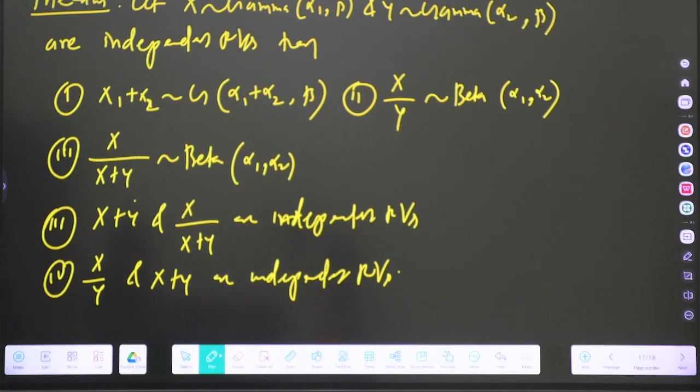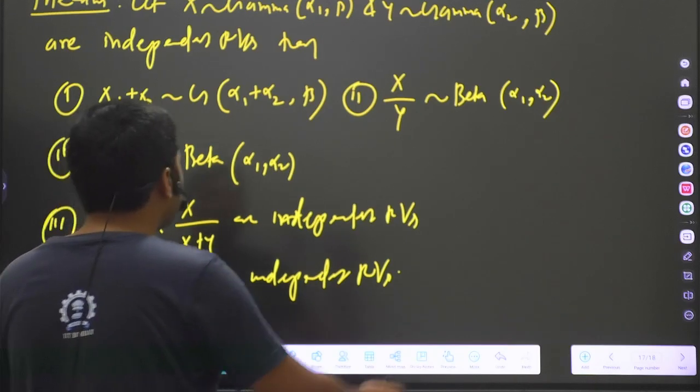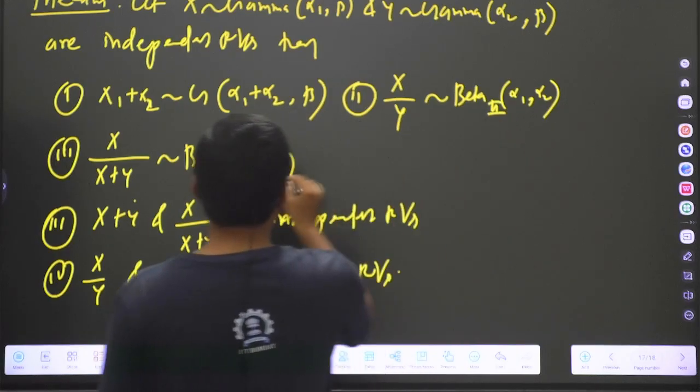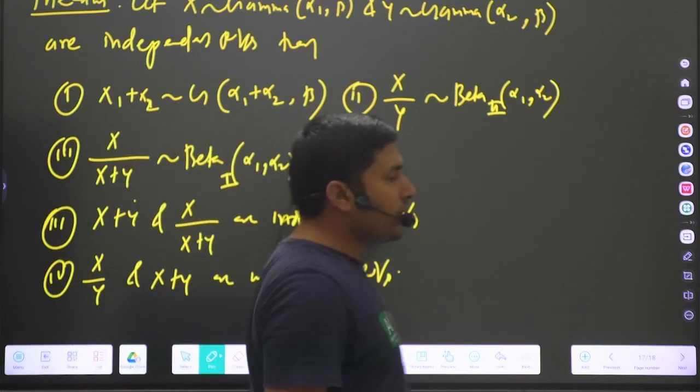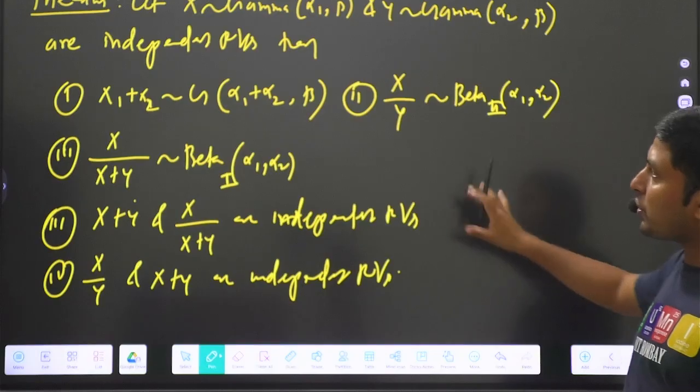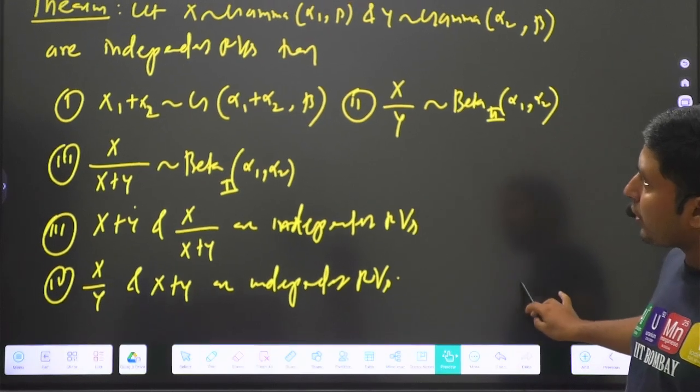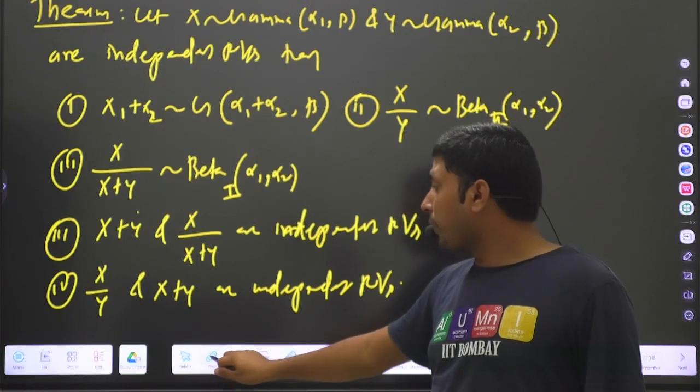Anyone who can help? No one. So this is actually beta second kind and this will be beta first kind. Okay, this is a theorem you can use, and this theorem will help us decide the next question actually.